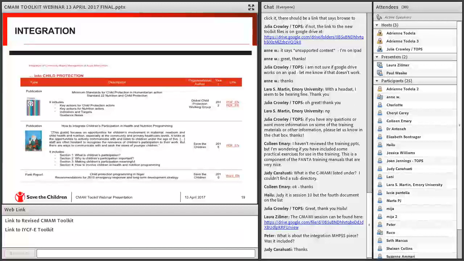So that might not be very easy, but at least one would be able to know what they are looking for before they start downloading the entire document, only to realize perhaps that what they are looking for is not there. So we have different categories of integration: gender, child protection, IYCF, health, WASH, food security, etc.